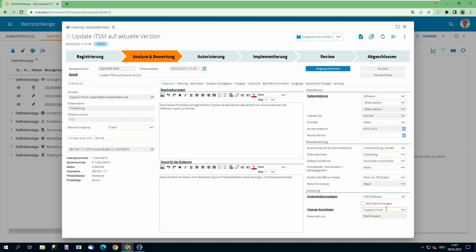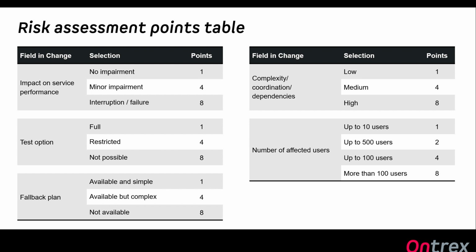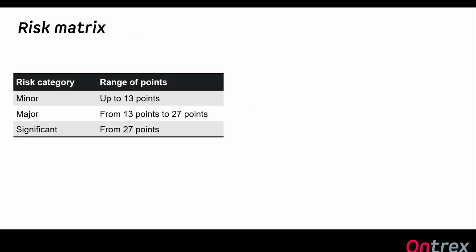Based on the selection made in the various risk categories, a score is calculated that determines which risk category is automatically entered at the end. You can see the points per selection in the table displayed. After adding up the points based on the respective selection, the following matrix results for the selection of the risk category. The risk category is selected automatically and cannot be changed manually. The risk category is also used to pre-assign the approval authority for the subsequent authorization.